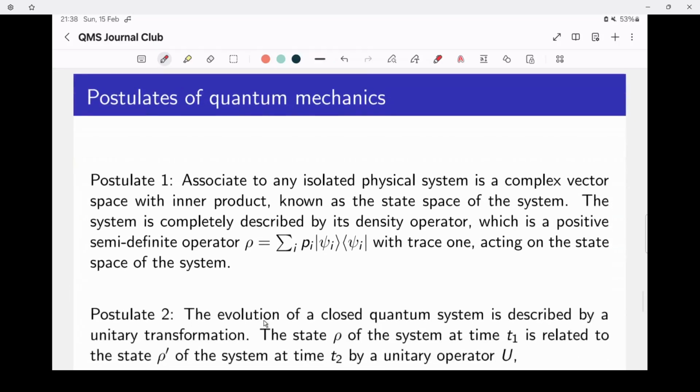So then let's get back to the postulates. The first postulate is where is your state space. So of course your state space is still the Hilbert space, but now you describe it using the density matrix. So the trace is 1 and it acts on the state space of a system.